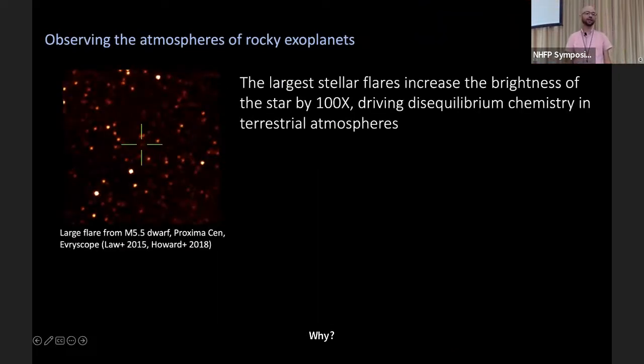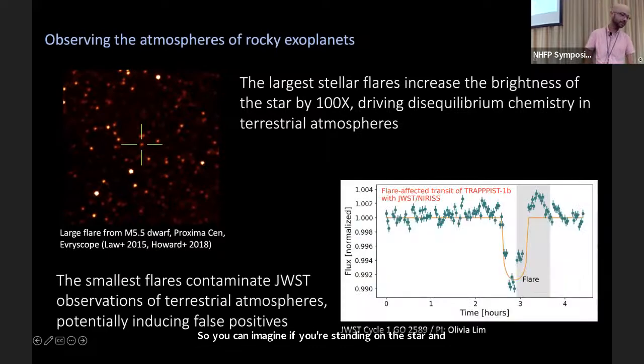First, the largest stellar flares increase the brightness of the star by factors of 100 times in the optical, which ultimately can be associated with FUV and X-ray flux that drives disequilibrium chemistry in terrestrial atmospheres. One such flare I'll show here on the left is from Proxima Centauri, which hosts the nearest potentially habitable exoplanet, Proxima b. So you can imagine standing on the planet looking up at your star getting 100 times brighter in the span of a few minutes, that would have some impacts.